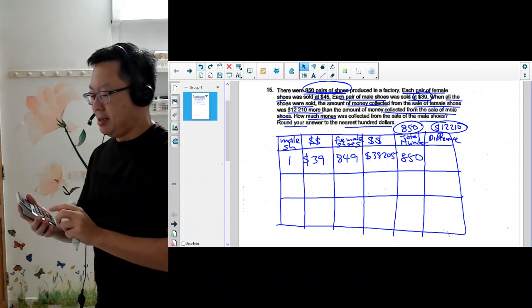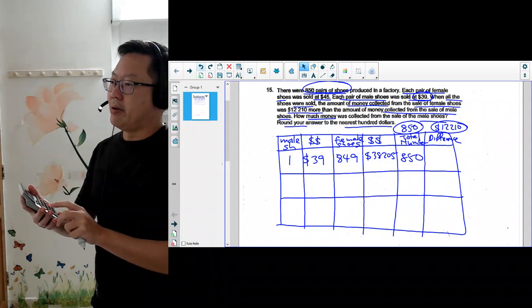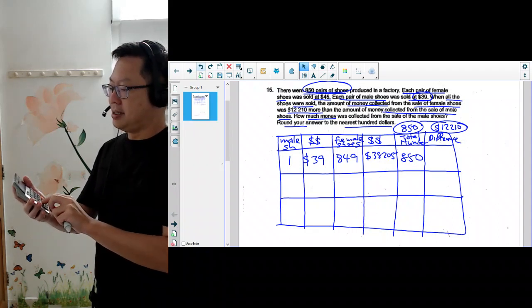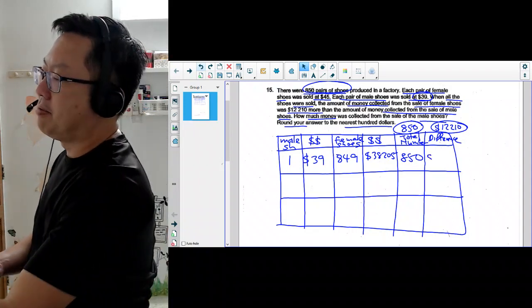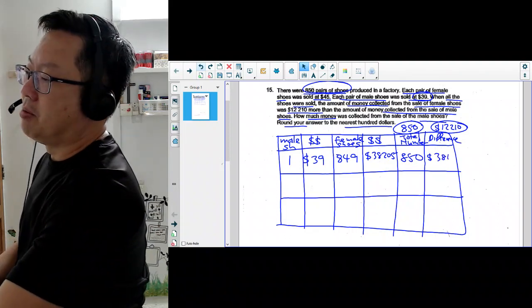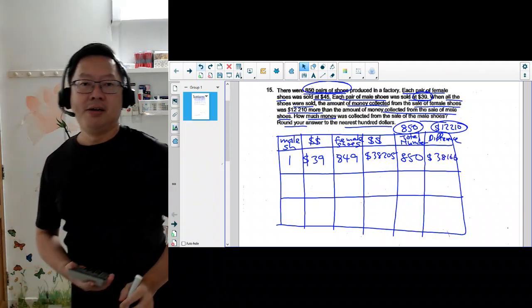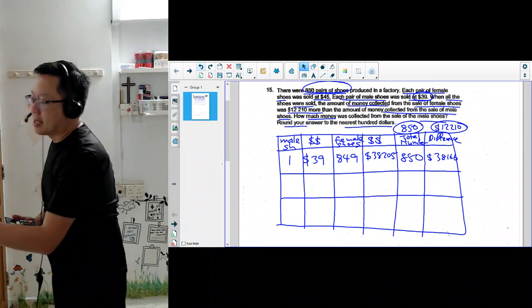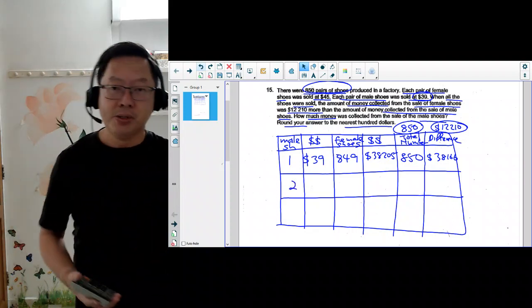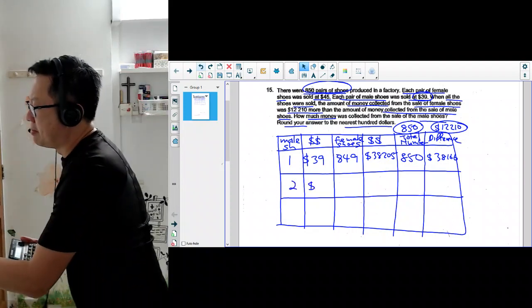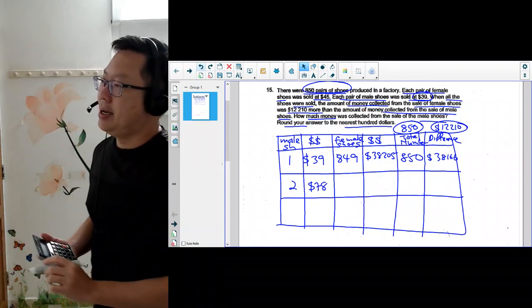So you minus. So you take $38,205 and you minus 39, and you get a difference of $38,166. Okay, then you go to the second row, which is two male shoes. That will be how much? That will be $78.